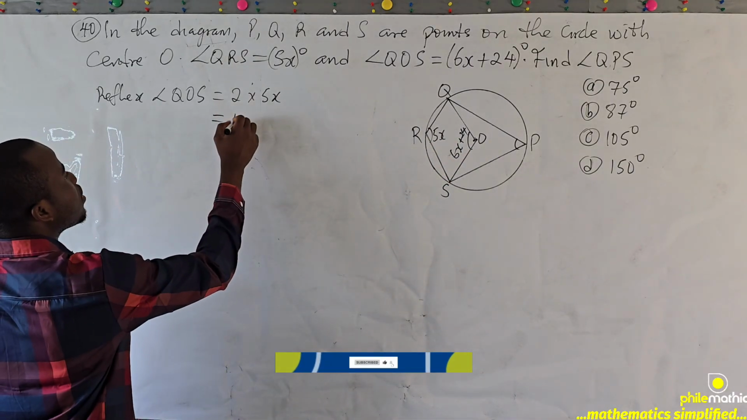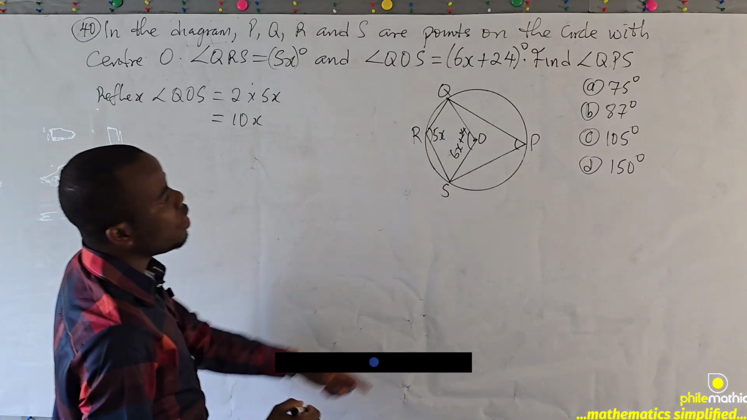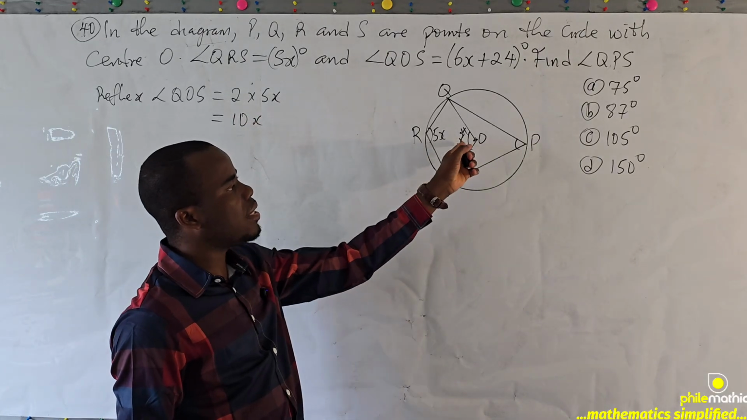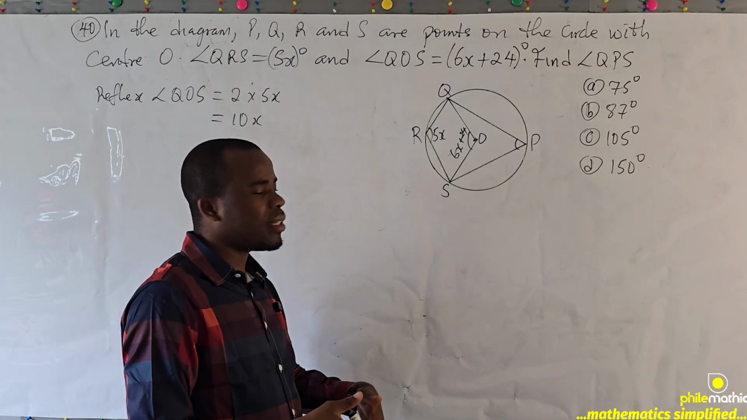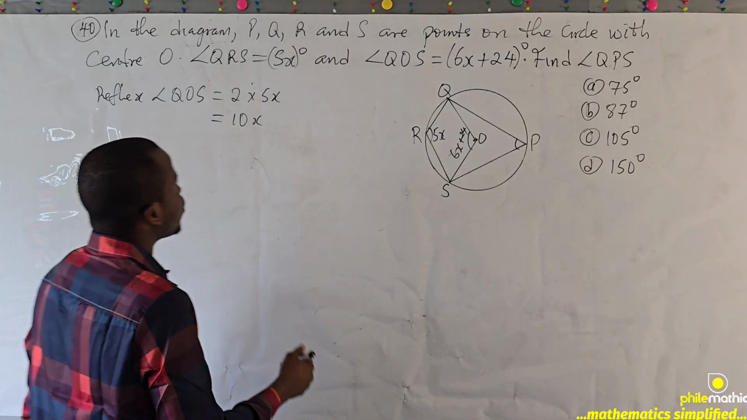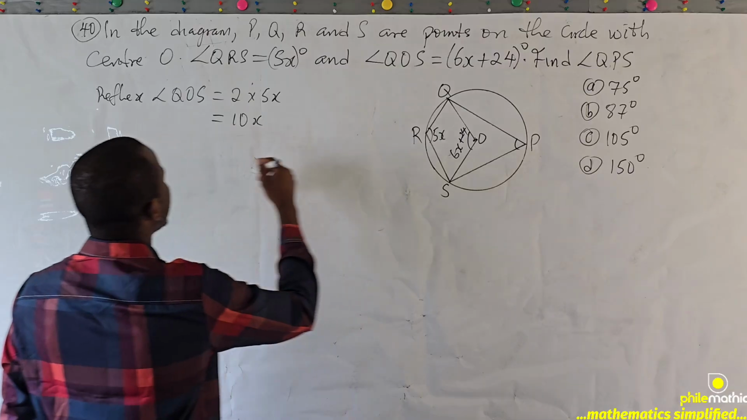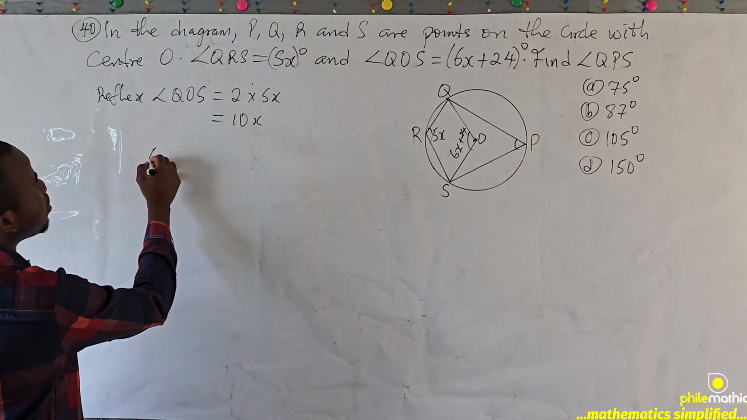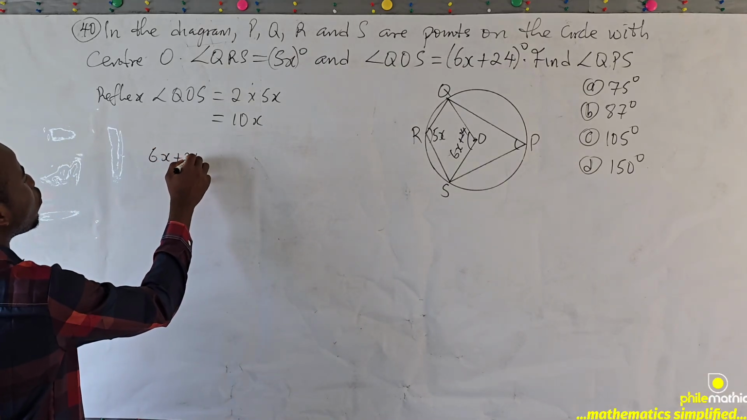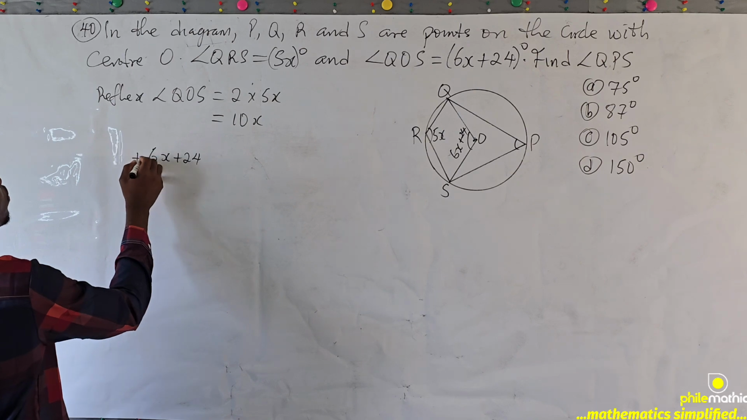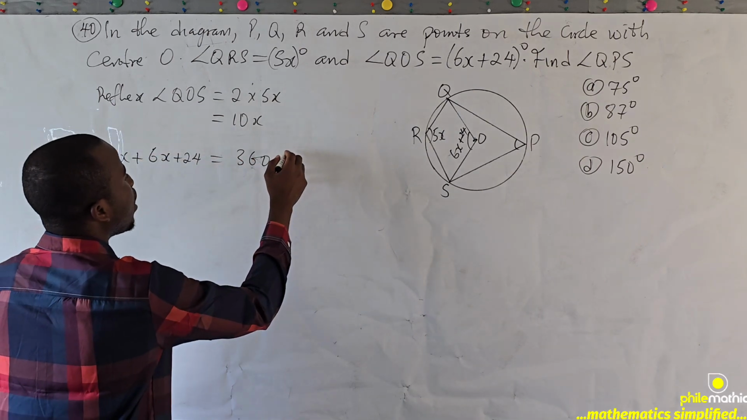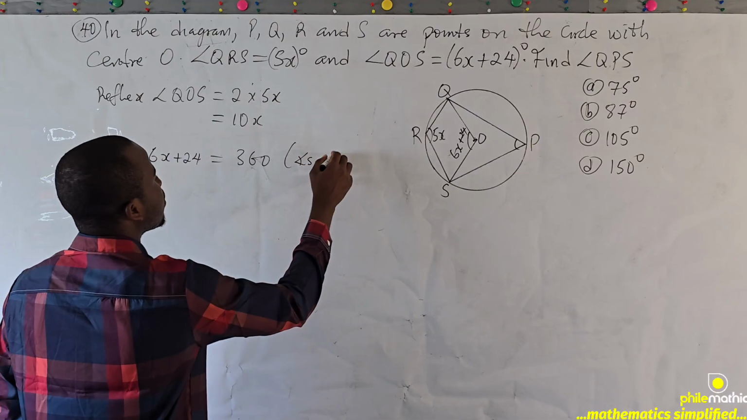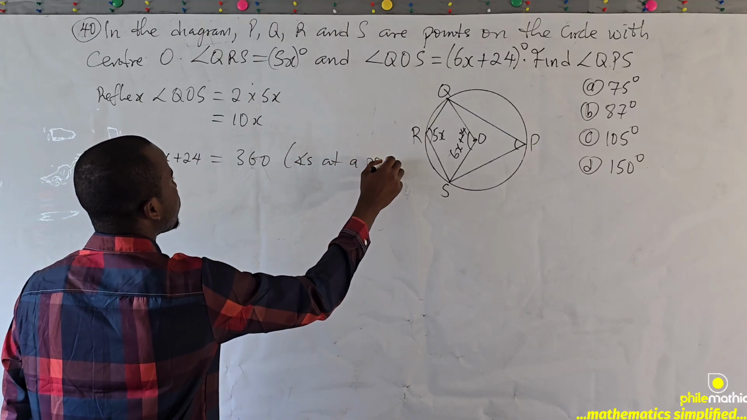This gives us 10x. And so if this is 10x and this is 6x plus 24, we know that angle at a point is 360 degrees. And so the sum of this and this should give 360. 6x plus 24 plus 10x should give 360 degrees, angle at a point.